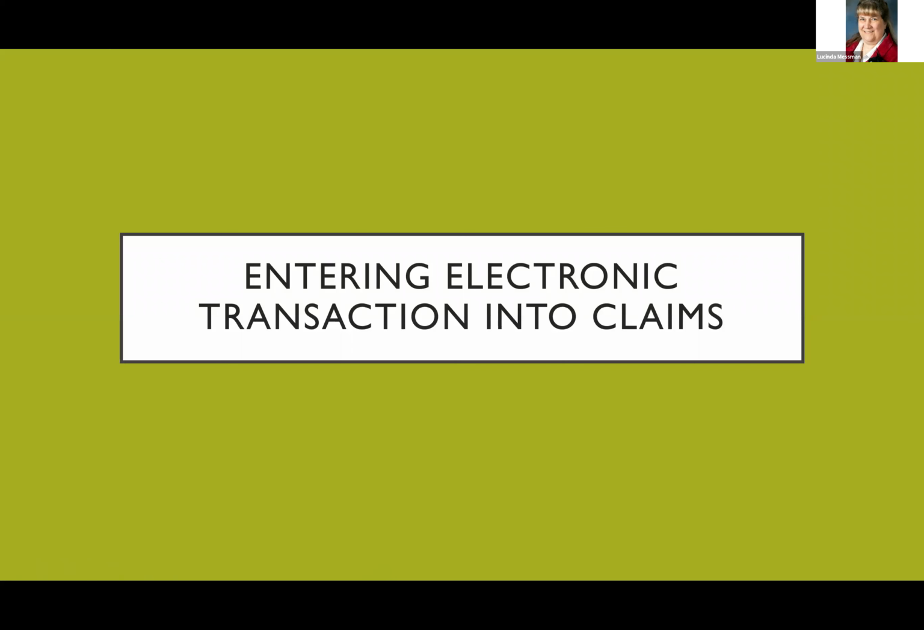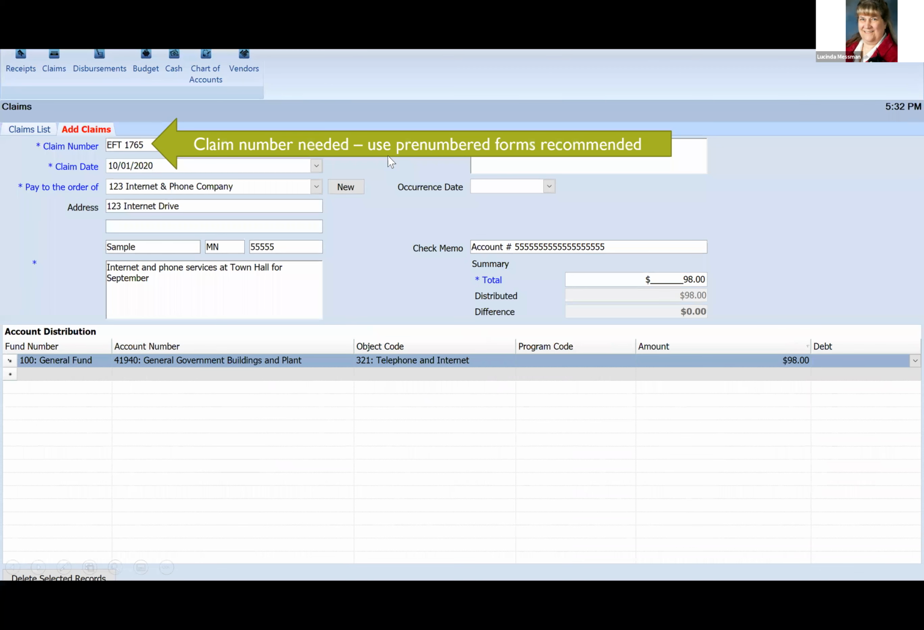Next, we want to talk about entering electronic transactions. These are your automatic payments that you're making by default from the checkbook or credit card, whatever. The claim number has to be on there. The recommendation is to use some sort of pre-numbered forms. They usually come in some sort of booklet, so it's easy to tell if one's missing, and you have a good record.